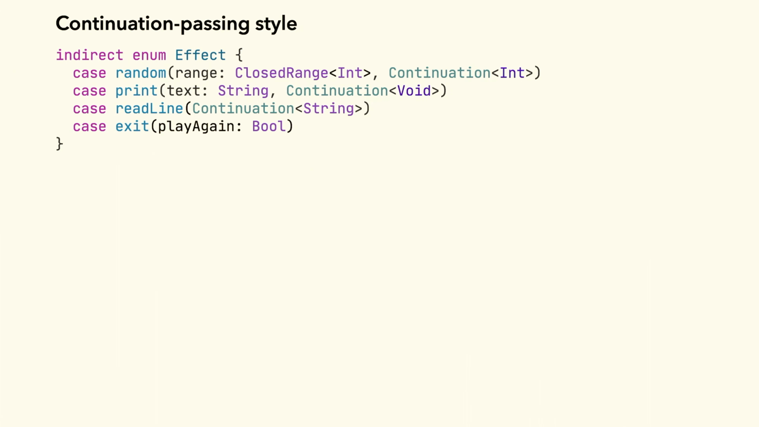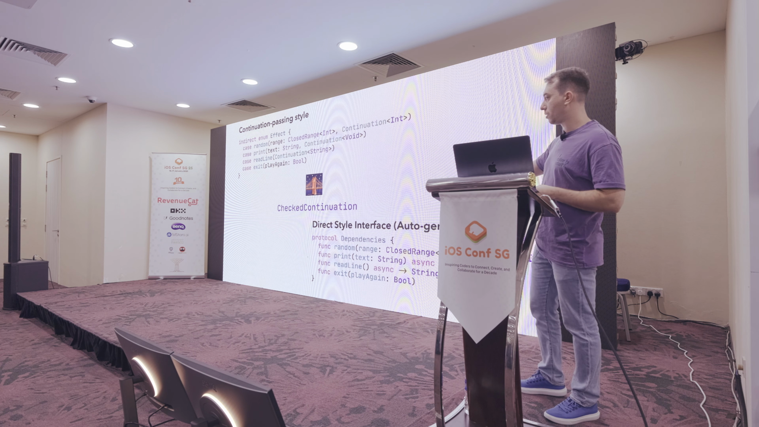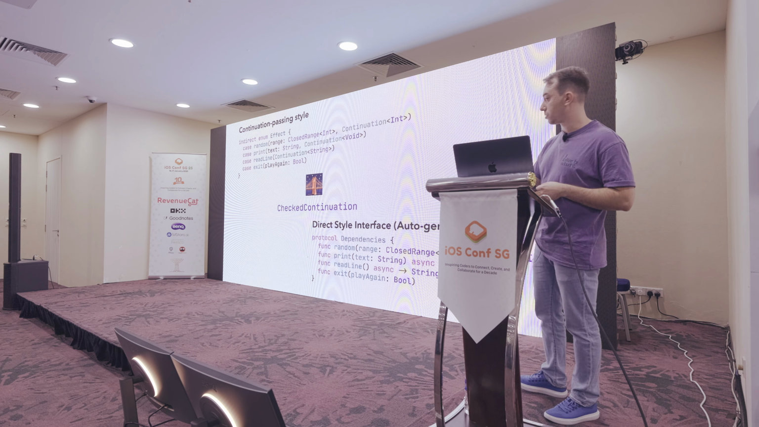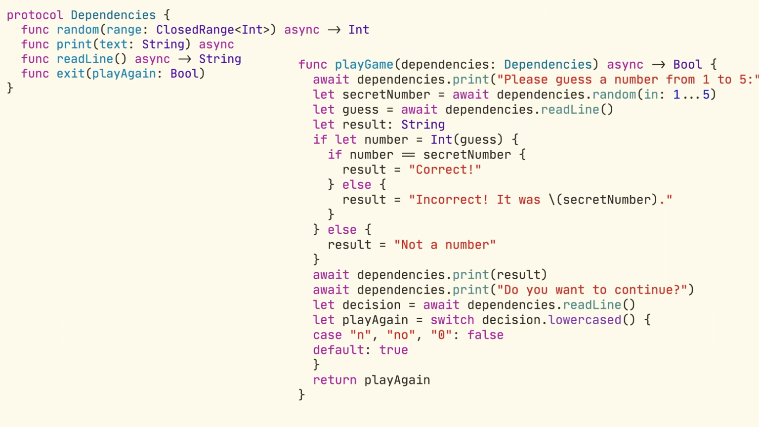And what this means is that we can define our effects using this enum kind of DSL with continuations, and we can bridge it into a normal dependency protocol with normal function calls that asynchronously return values. And this can all be auto-generated by using macros. So if we had dependencies like this, we could take our normal procedural code and update it with minimal changes. Now, of course, every call into a dependency that produces side effects needs to be asynchronous.